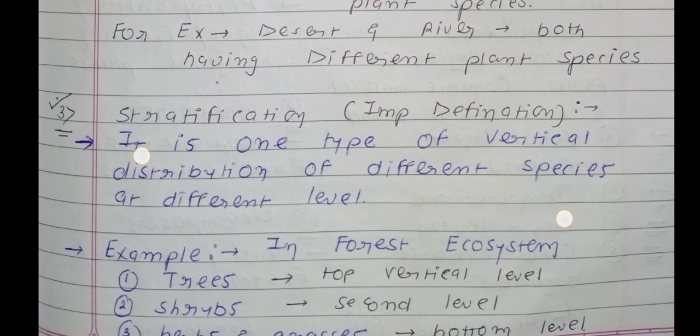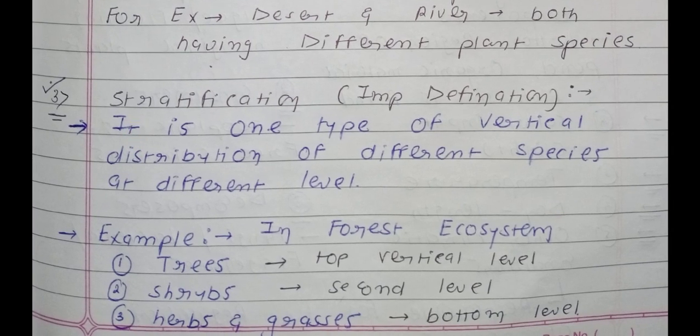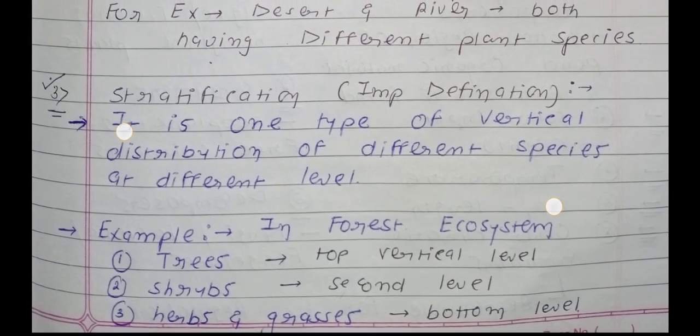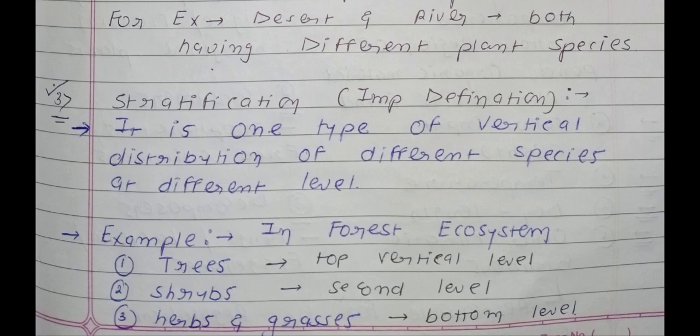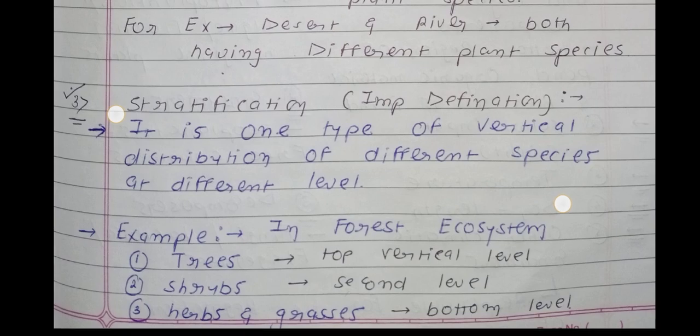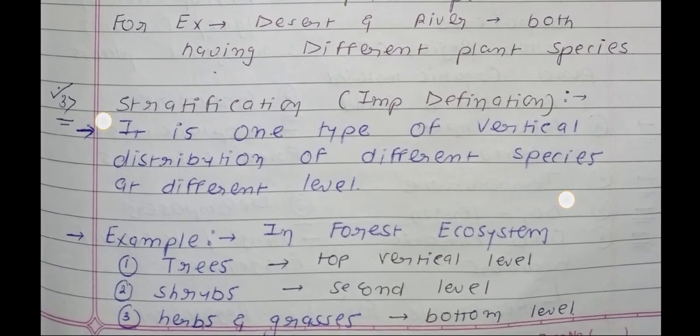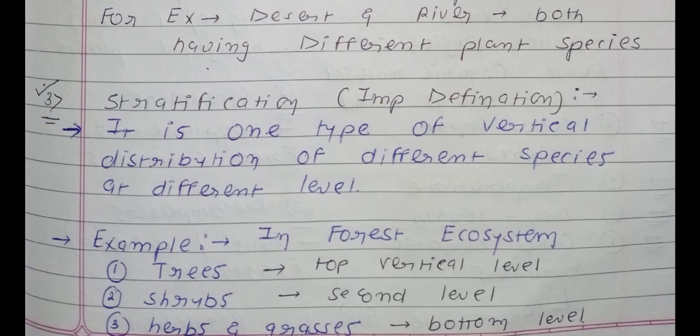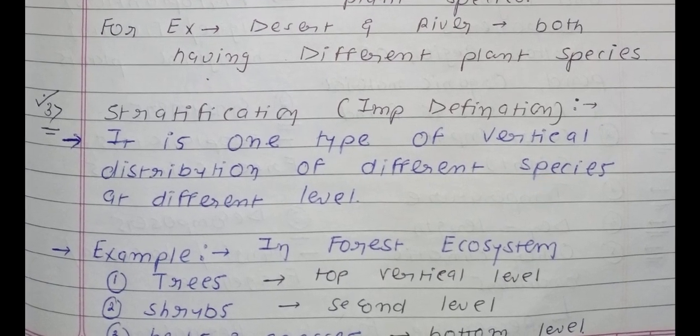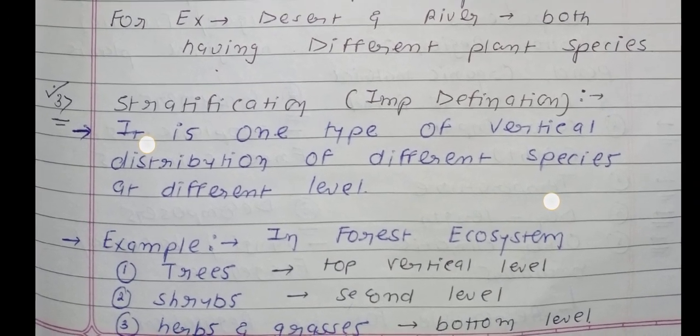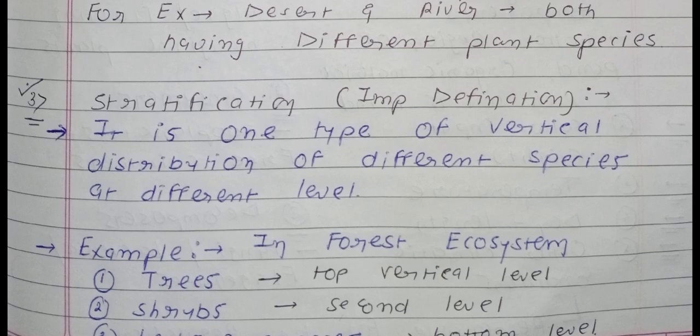Now see, we have one example. If we take one ecosystem, which is forest ecosystem, different types of species are there. Trees are there, shrubs are there, herbs are there, as well as grasses. So trees are included in the first level, it means the top vertical level, while shrubs are in the second level, and herbs and grasses are in the third, the bottom level. So the definition of stratification and examples are very important. You will remember these examples for the one-liner question.